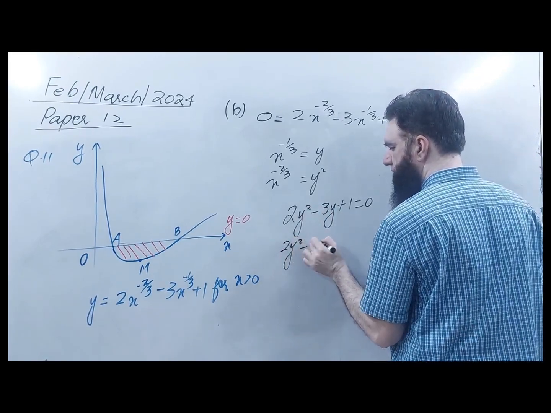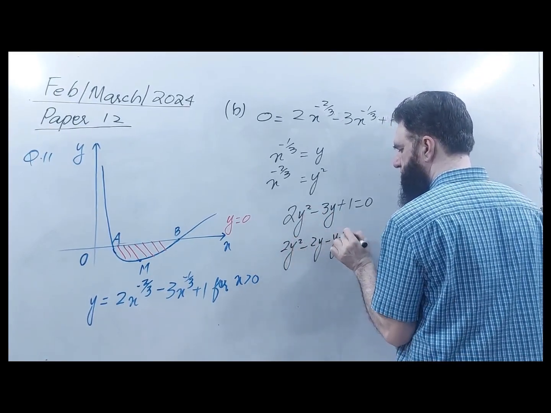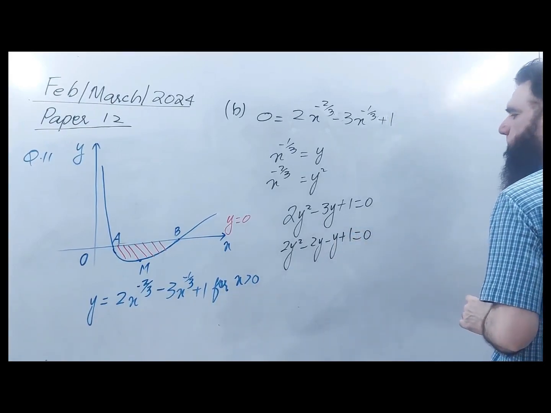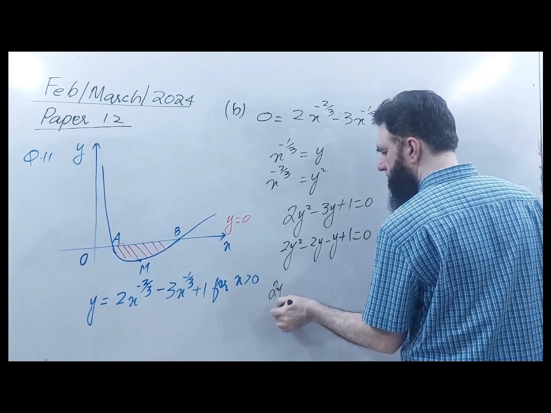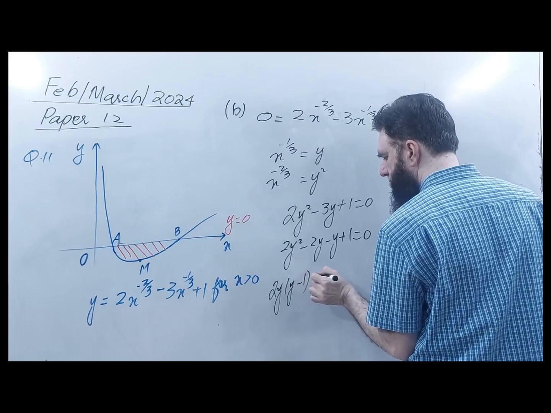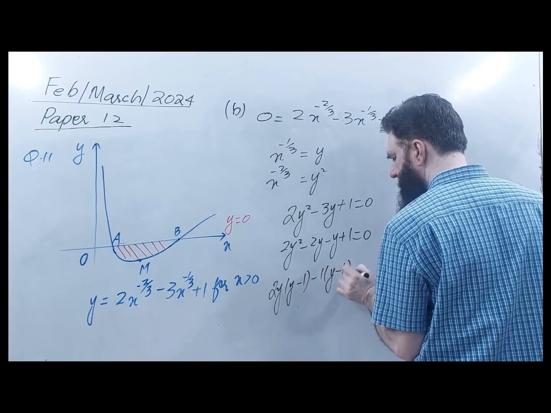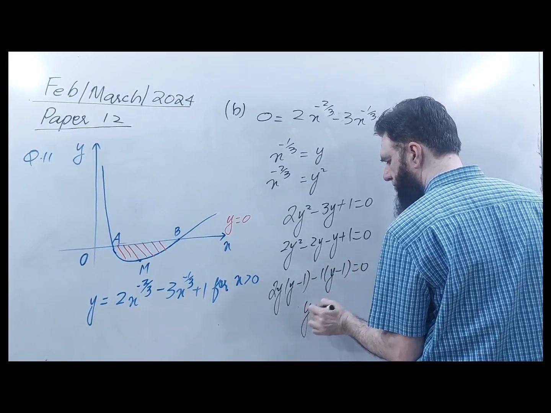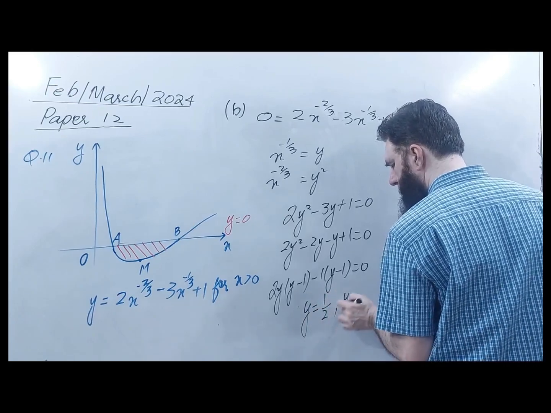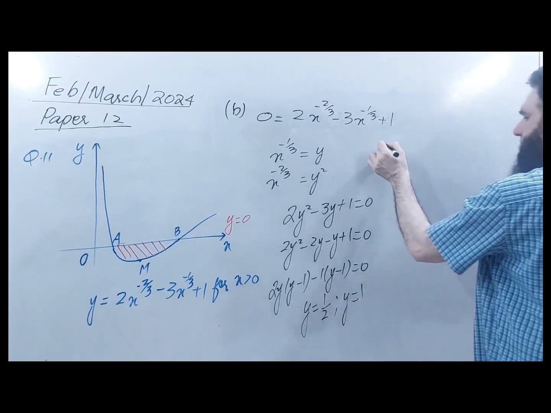In the meantime, I do the factorization. Minus y plus 1 equals 0. So it's 2y common, y minus 1, minus 1 common, y minus 1 is equal to 0. So y is equal to half and y equals 1. These are the two values.